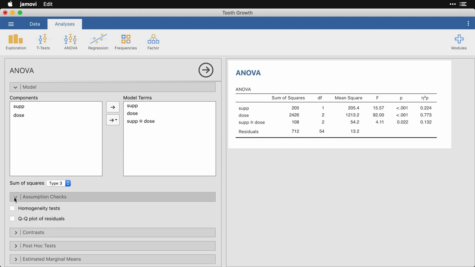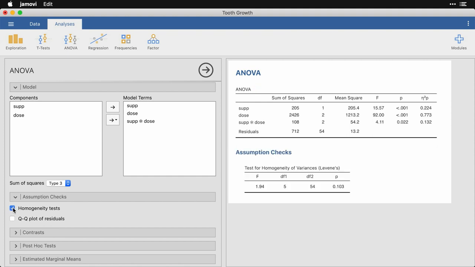There are assumption checks. So for instance, the analysis of variance assumes that you have essentially the same amount of variability within each group. We can check that with a homogeneity test. It uses the Levene test. And you actually want a p-value that is greater than 0.05 because you don't want them to be significantly different from each other. So we're good here.